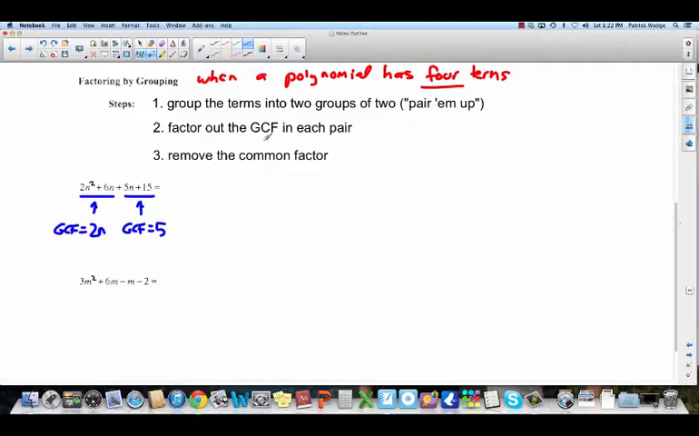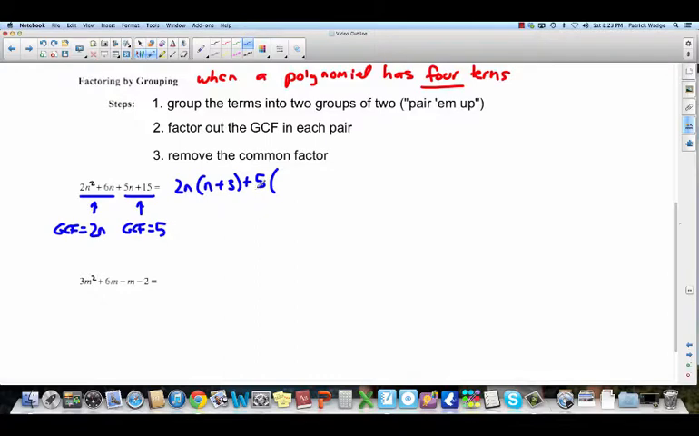Alright, so here's what we do. We factor out the GCF in each pair. So in the first pair, we're going to factor out the 2n. And what's left when we factor out 2n? 2n times what equals 2n squared? Well, all we need is another n. 2n times what equals 6n? 3. Okay, good. Now, the next one, the greatest common factor is 5, is positive 5, so we put plus 5.